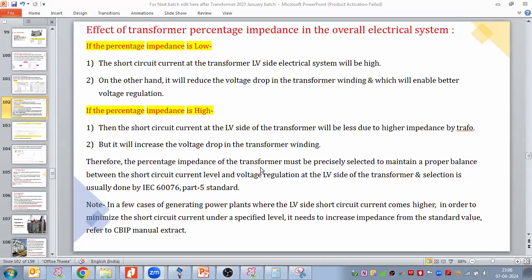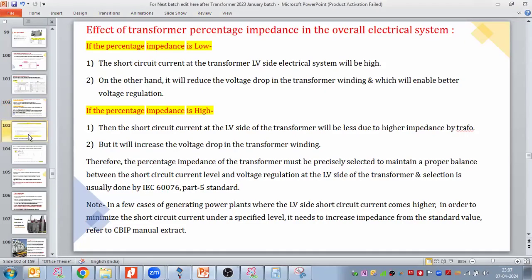Therefore, the percentage impedance of the transformer must be precisely selected to maintain a proper balance between the short circuit current level and the voltage regulation, or voltage at the LV side of the transformer. The selection is usually done by IEC 60076 part number 5, which is the standard. But if my short circuit current is getting too high, in that case we have to modify the percentage impedance. In a few cases, particularly in a generating power plant where the LV side short circuit current comes higher, in order to minimize the short circuit current under a specific level, we need to increase the impedance from the standard value.